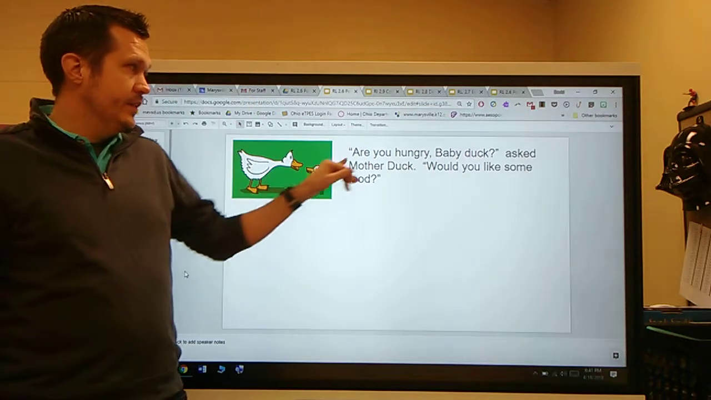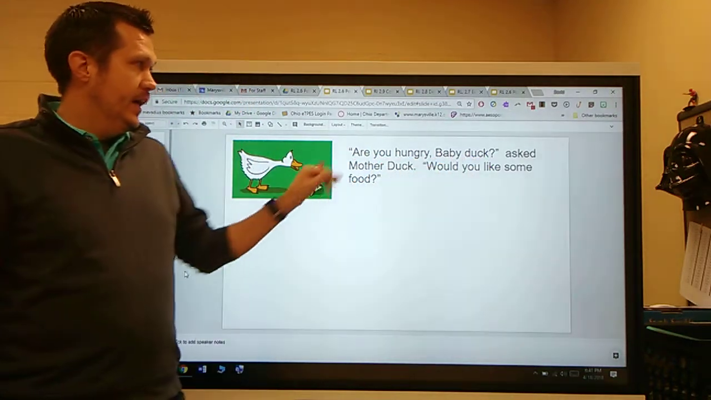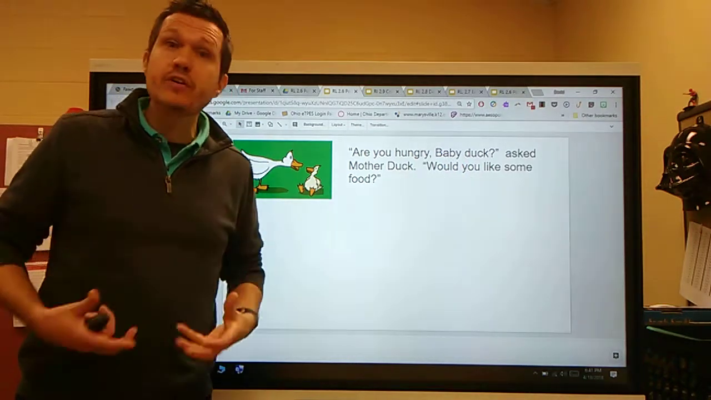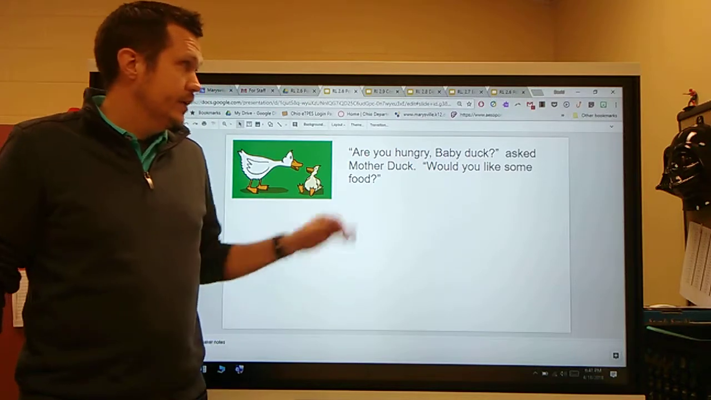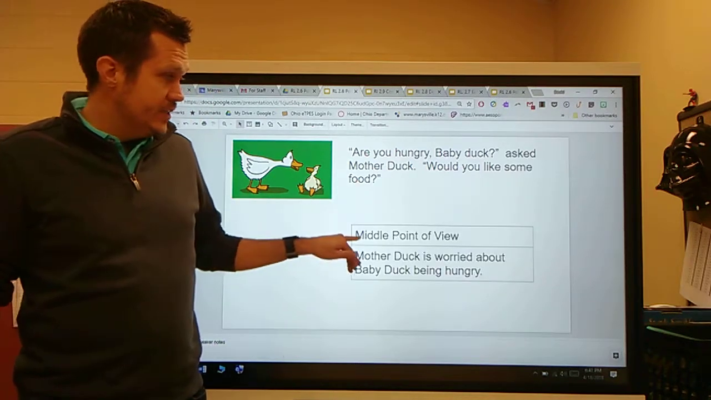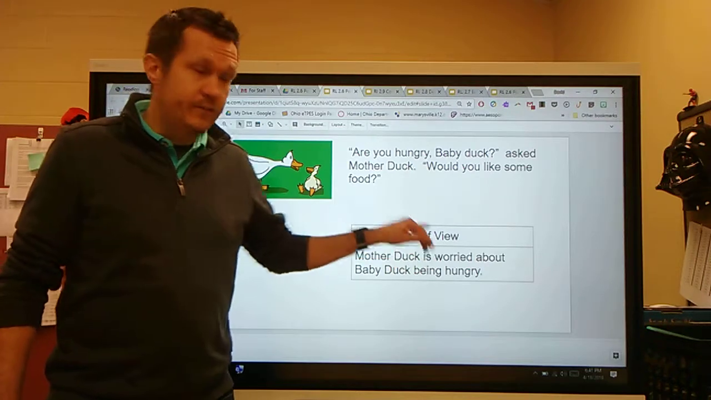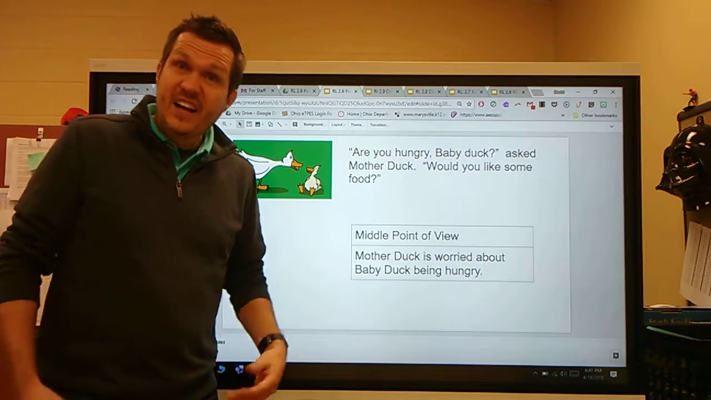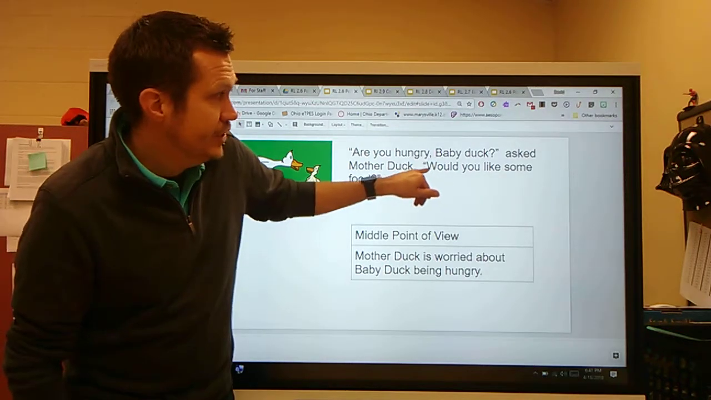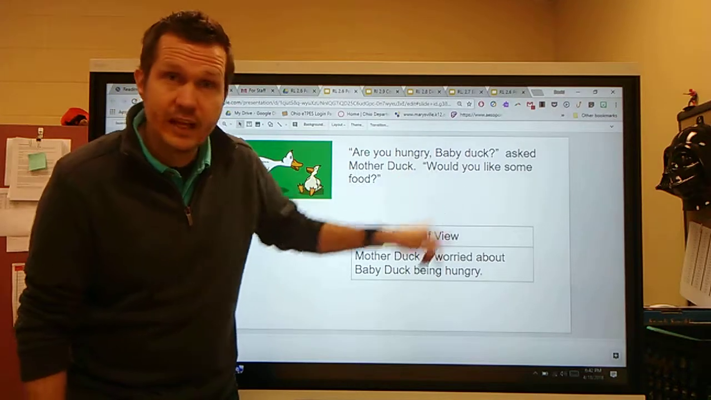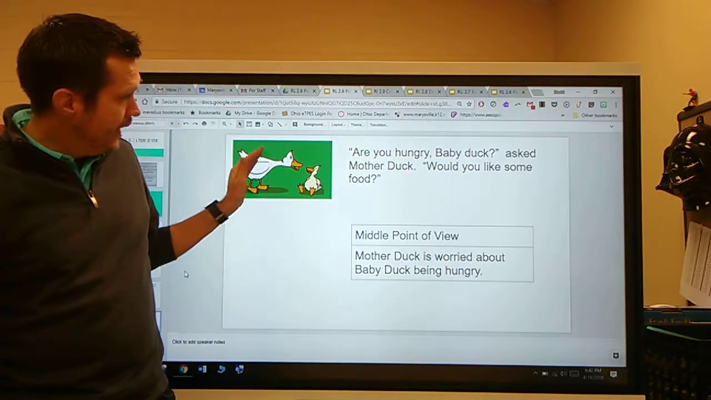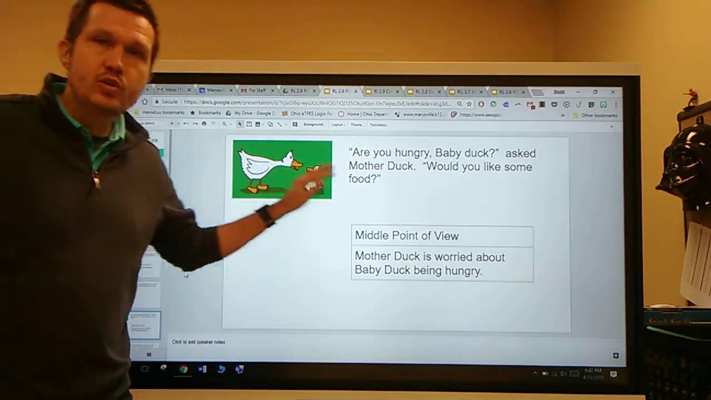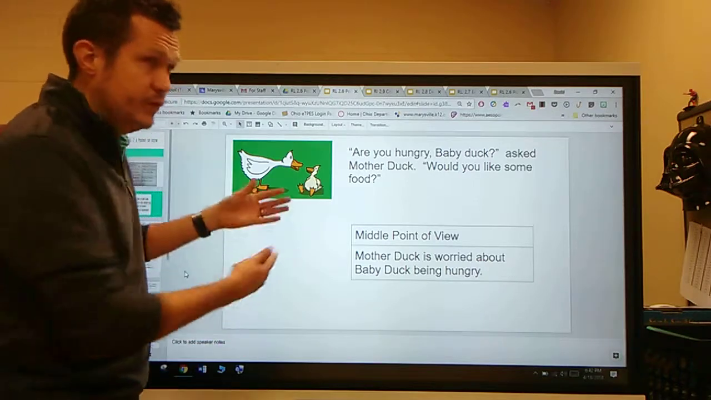So I can tell from this dialogue right here, Mother Duck asking if Baby Duck's hungry, that she's worried that Baby Duck might be hungry because she even asked her, would you like some food? So in the middle of the story, the point of view of Mother Duck is worried about Baby Duck. And I know she's worried because of what she says. She says, are you hungry? Would you like some food? And when I look at the picture, I can see Mother Duck leaning in towards Baby Duck. So those are some clues the author gave me to tell me the point of view of Mother Duck.